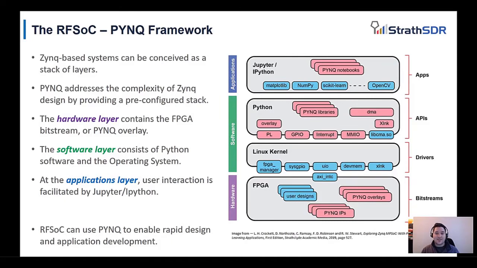Python Productivity on Zynq, better known as PYNQ, addresses the complexity of Zynq designs by providing a pre-configured stack of layers to support the developer. At the bottom of the stack is the hardware layer, which contains the FPGA bitstream and hardware accelerators. The software layer is in the middle of the stack and contains the operating system and existing Python software libraries that are immensely supported by the Python community. The top of the stack is the applications layer, where the user can interact with the system through Jupyter and IPython.